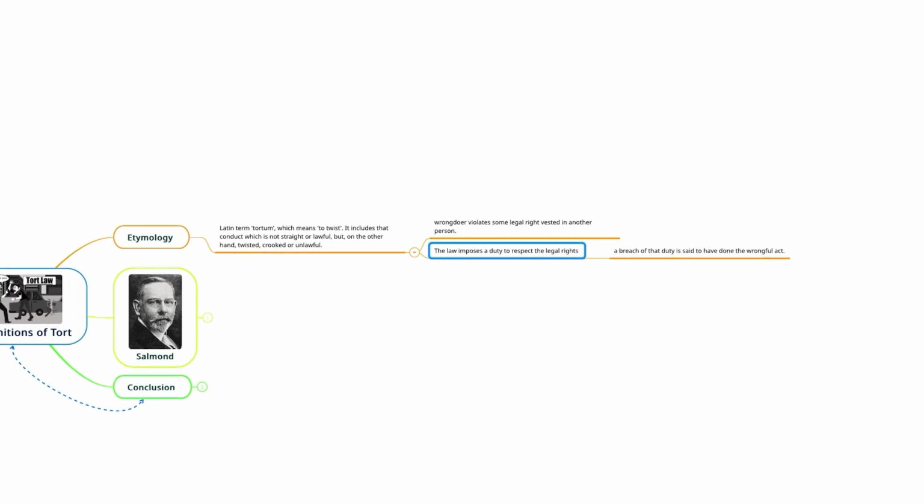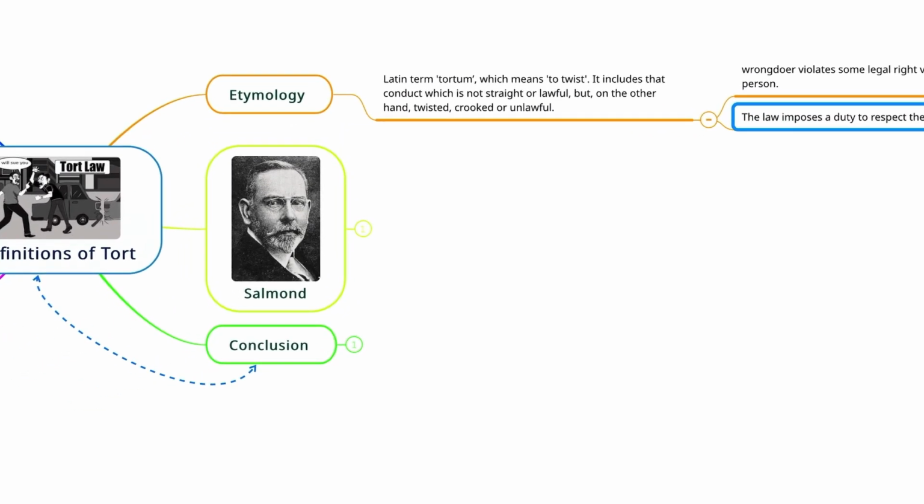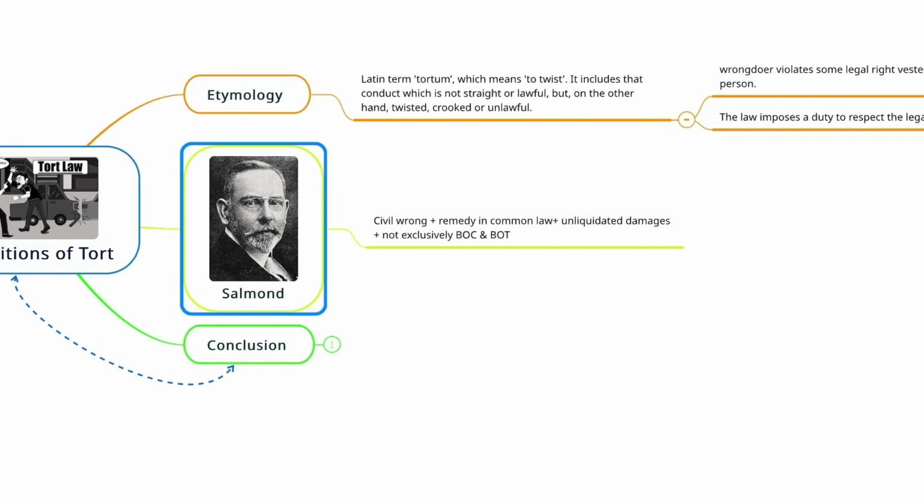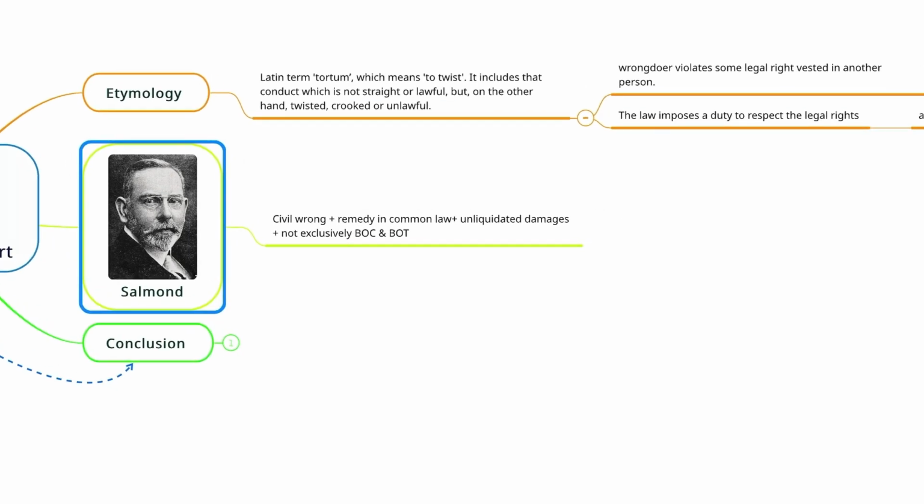Okay, let us understand more. Now let us understand what Salmond says about tort. Salmond says that tort is a civil wrong which is not exclusively a breach of contract or breach of trust, and there is a remedy available for the tort, which is unliquidated damages.